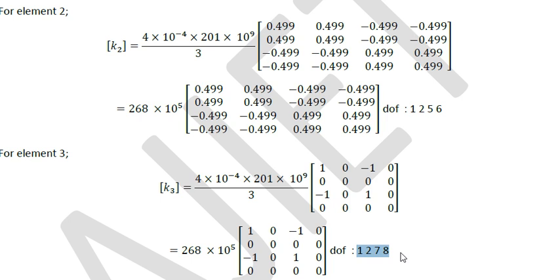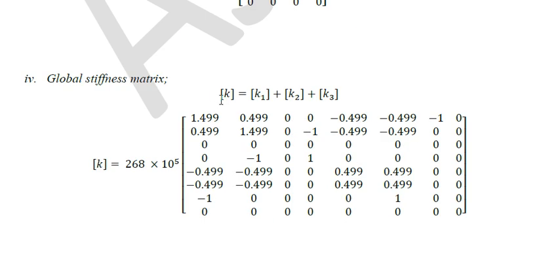Okay, now we have to add all the three stiffness matrices with respect to degrees of freedom. Now what is K? K is k1 plus k2 plus k3. Now I have maintained degrees of freedom 1, 2, 3, 4, 5, 6 as it is, and added correspondingly.